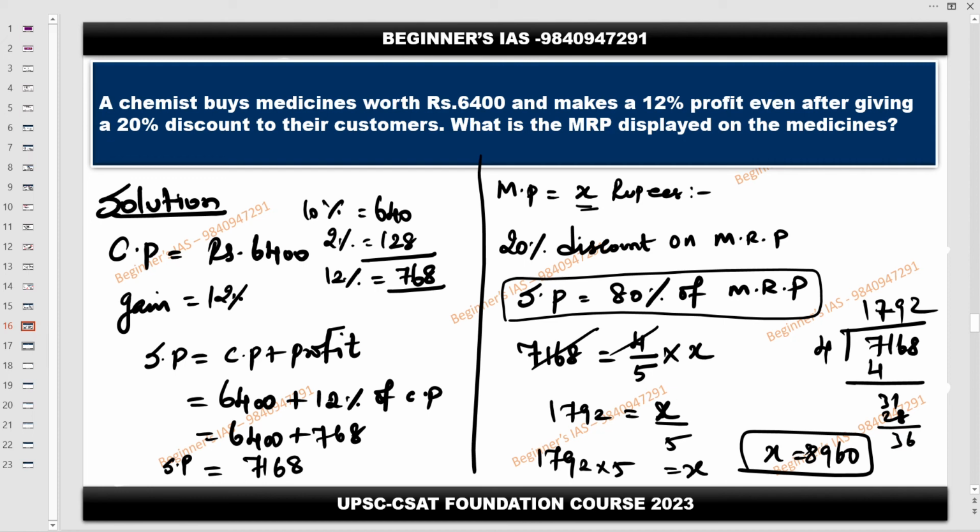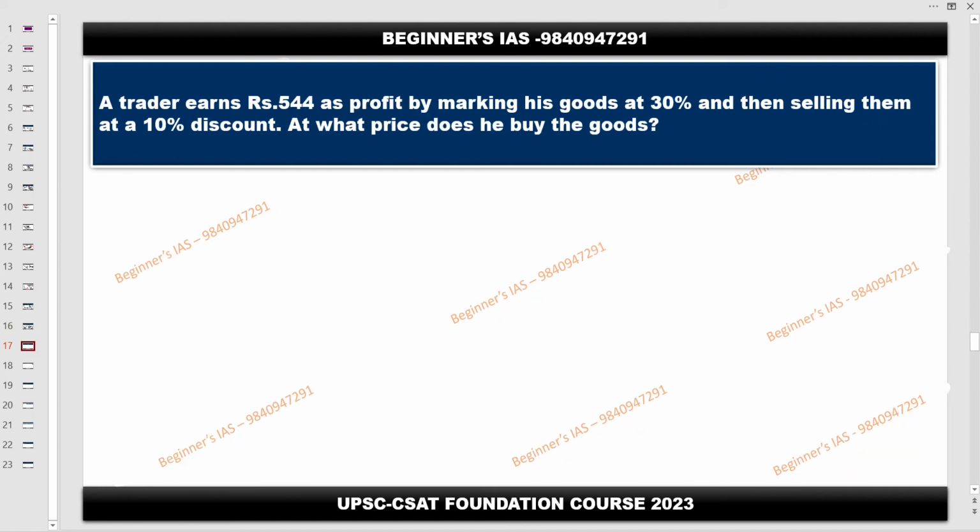Fine. Let us move on to the next problem. A trader earns rupees 544 as a profit by marking his goods at 30%, then selling them at a 10% discount. At what price does he buy the goods? They are asking you to find out the CP, isn't it? That is the question here.